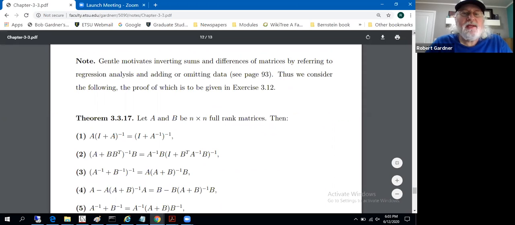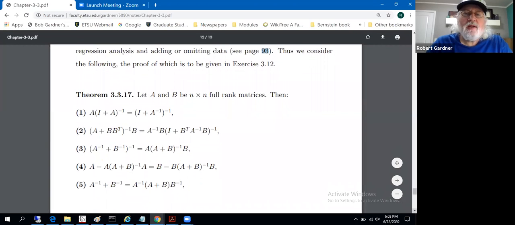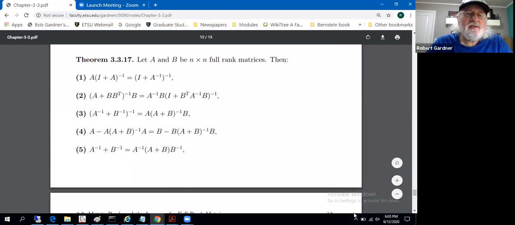Gentle makes a comment concerning some applications of the following. Gentle motivates finding inverses of sums and differences of matrices, A plus B inverse, A inverse plus B inverse type things, by referring to regression analysis and the adding or the omitting of data. I'll leave it to you to read through page 93 on its motivation. But we make the following claims, which are left as an exercise. Probably don't think I even want to read all of them.